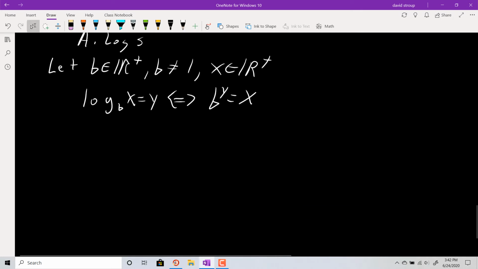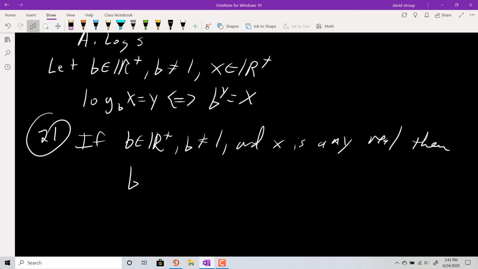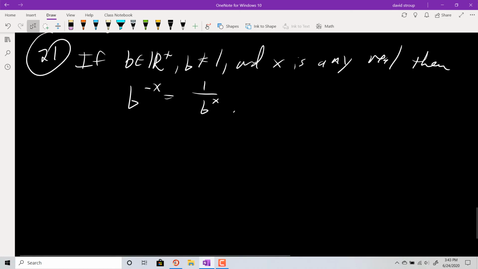Let's look at one particular proof, problem 21. We'll presume b is in the positive real numbers, b is not equal to 1, and x is any real. Supposing all that's true, then we can conclude that b to the negative x is equal to 1 over b to the x. Okay, so that's just a rule of exponents.